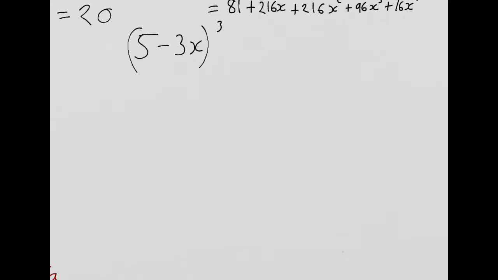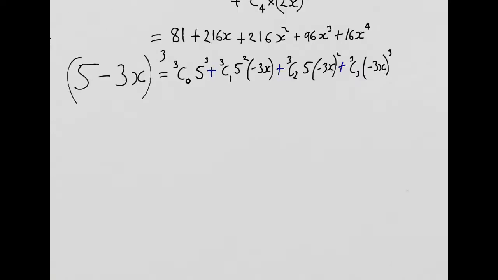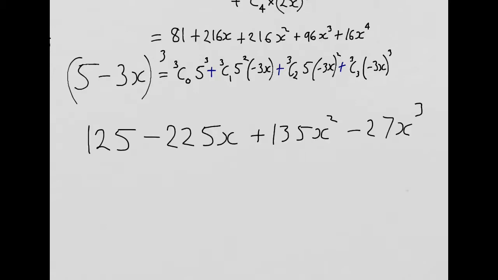So the solution should look like this. So there's your working to your final solution, and when you stuck that all into your calculator you should get the following. So 125 minus 225x plus 135x squared minus 27x cubed. So check you got that. If you haven't, have a look at your workings, make sure your brackets and your negative signs are in the right place and that you've used the right combination for your answers.